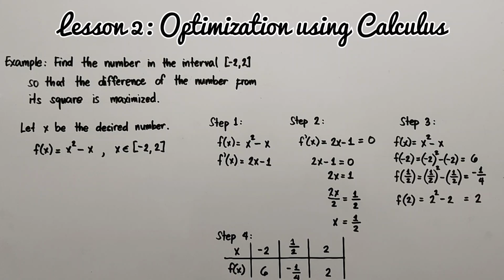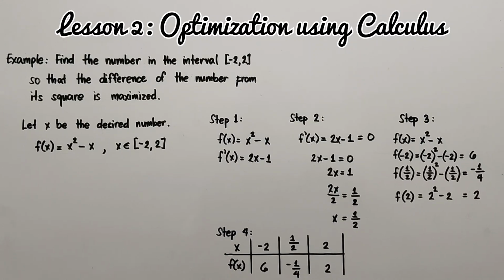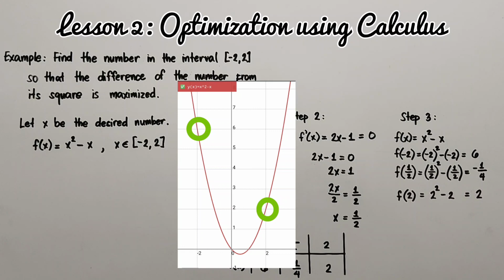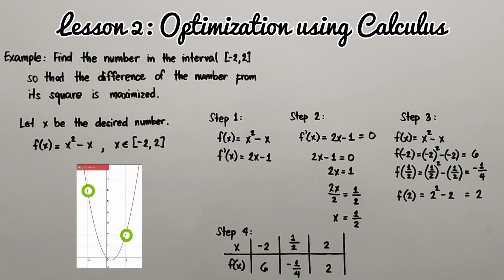We conclude that the function attains a maximum on the closed interval negative 2 to positive 2 at the left endpoint x equals negative 2, because the value of the function is positive 6, which is the highest. Hence, the number we are looking for is negative 2. This can be affirmed by the graph as shown on the lower left.